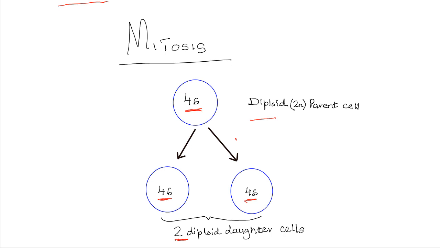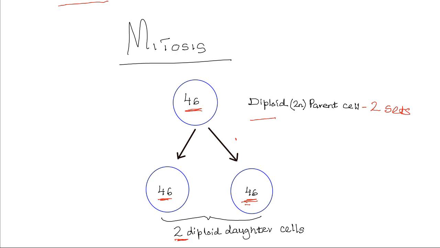So if you take it that the parent cell was diploid, remember diploid means having two sets of chromosomes, at the end of mitosis, the two daughter cells also end up having two sets of chromosomes. So we can see that mitosis ensures that the daughter cells have the same number of genes, because of the same number of chromosomes, as the parent cells.